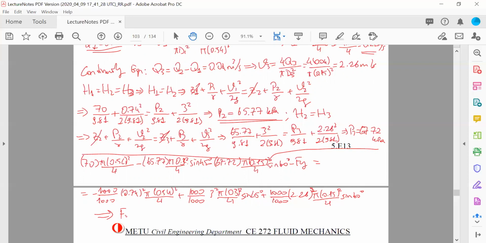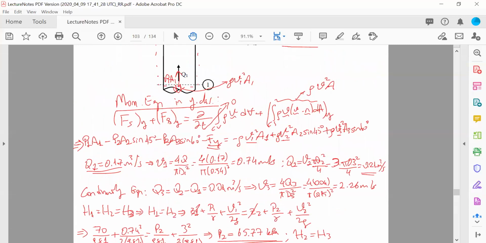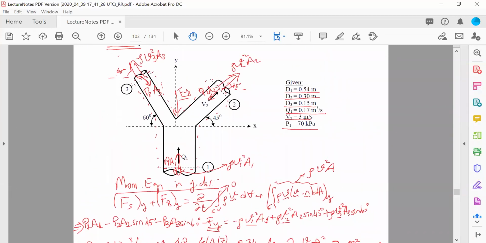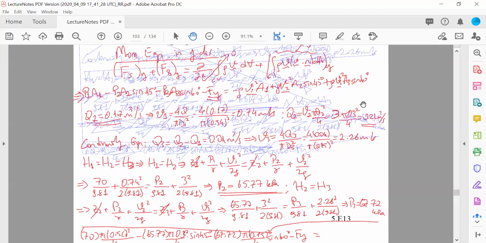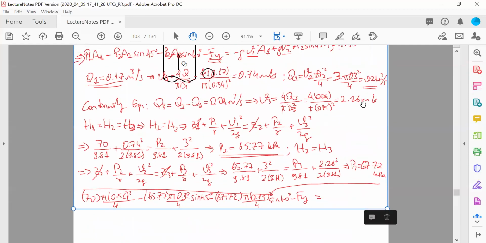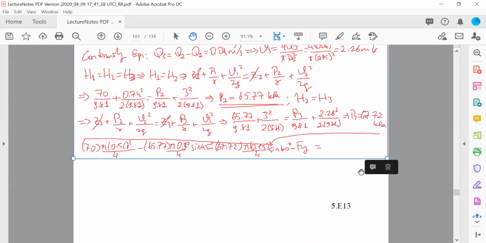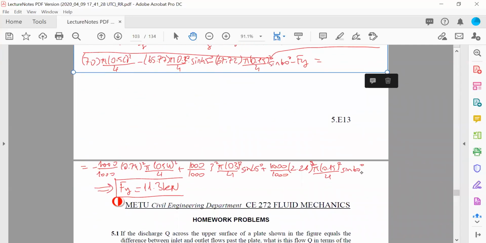From here, we can calculate Fy equals 11.3 kilonewtons. And as you see, we found it as positive. This means that our initial guess for the direction is correct. So the direction is downward. Okay, that is the end of this solution. I hope you understood it well.